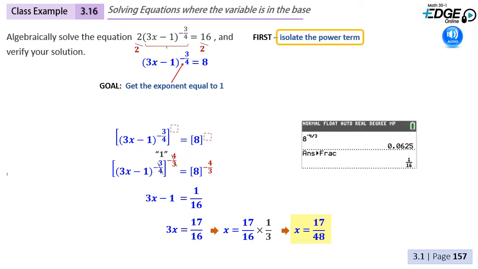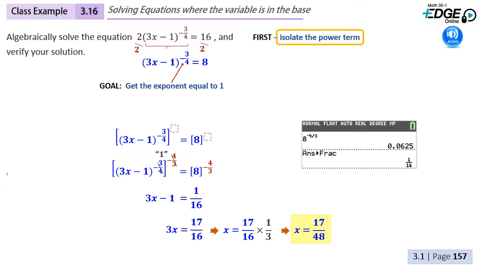Here we see that 8 to the -4/3 is 1/16. If you want to do this step by step, you could think the cube root of 8 is 2. 2 to the power of 4 is 16. 16 to the -1 is 1/16.